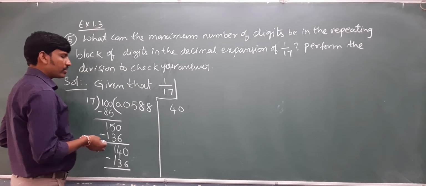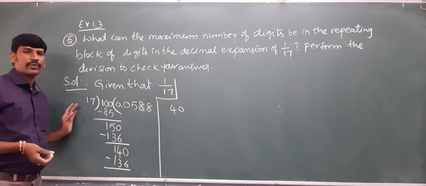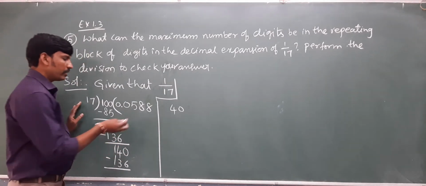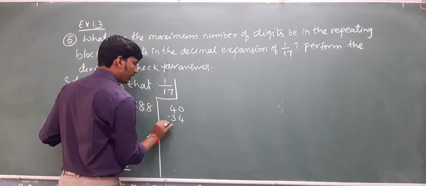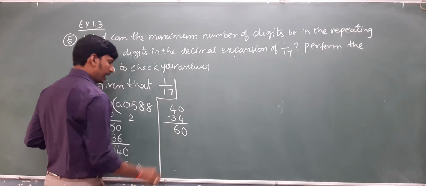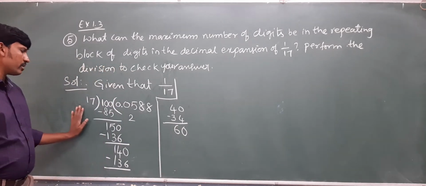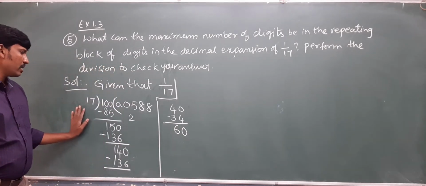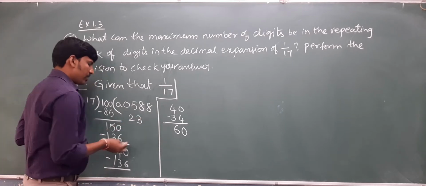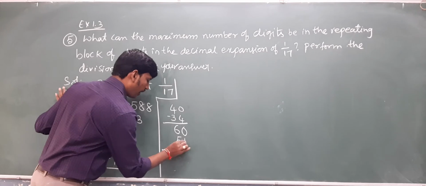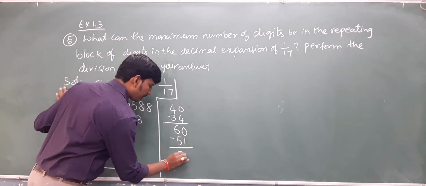40. Now in which 17 table are we going to get 40? 17 2s are 34. So I am going to get here 2. That is 34. So 40 minus 34 will become 6. Again 60. 17 3s are 51, 17 4s will become 68. So 17 3s are 51. Subtract, 90 we will get.